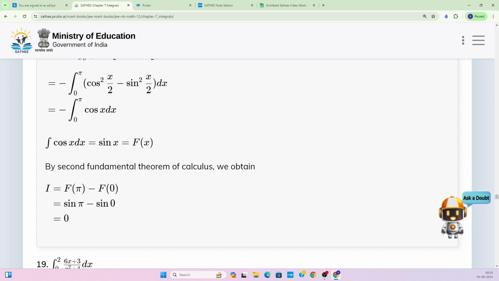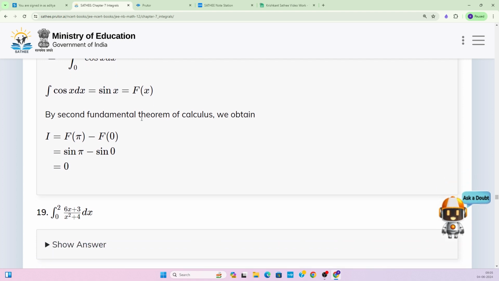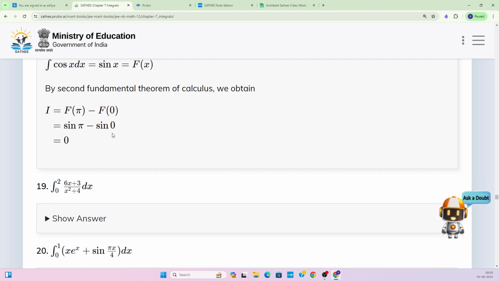So now the indefinite integral of cos x dx is equal to sine x. So sin x will be your capital F(x). Now by using the second fundamental theorem you can get capital F of pi minus F of 0. This means sin pi minus sin 0. This means your definite integration value will be just 0.